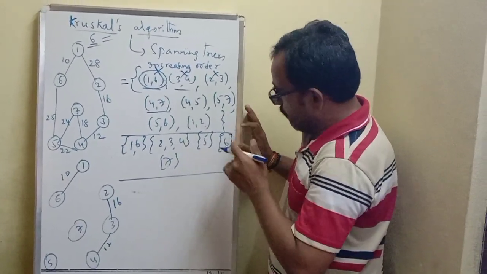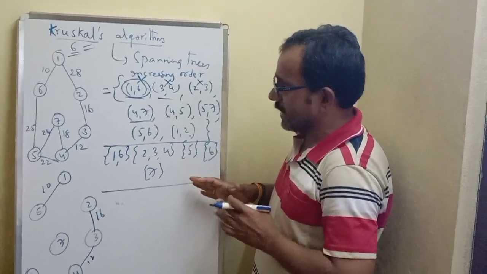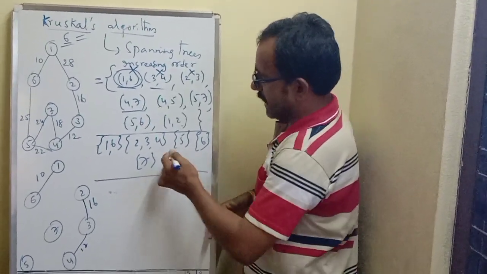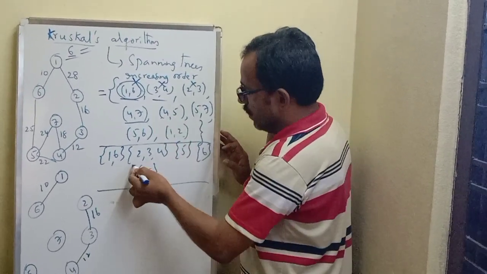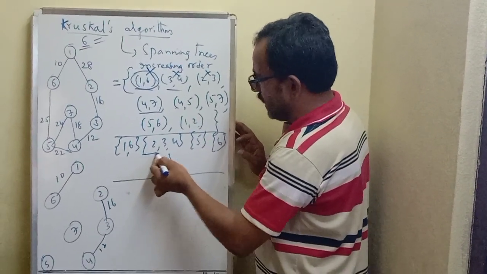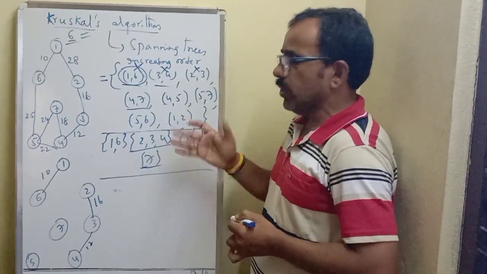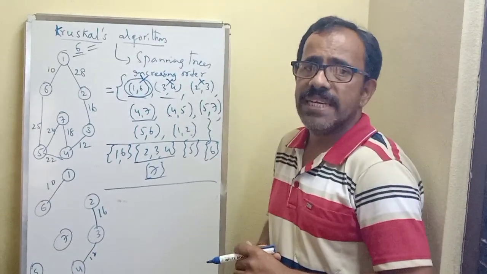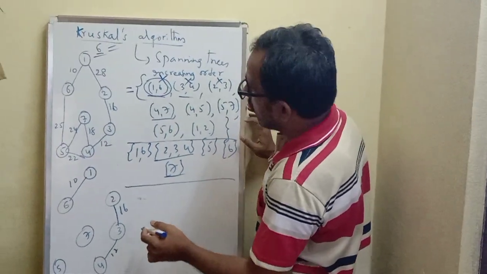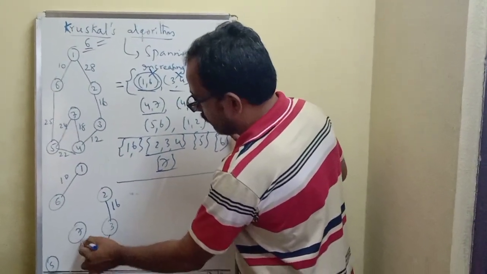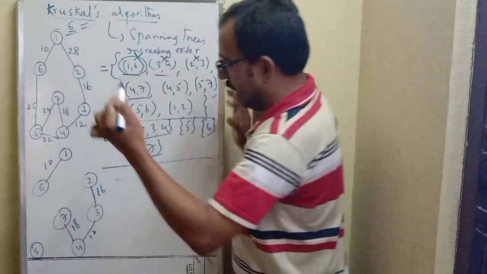Now immediately verify the cycle. How can you verify a cycle? Just by checking the sets of 4 and 7. Node 4 is in this set and 7 is in this set. Both are independent sets, so you can successfully include that particular edge into the spanning tree. Then 4, 7. How are 4 and 7 connected here? 4 and 7 are connected like this.